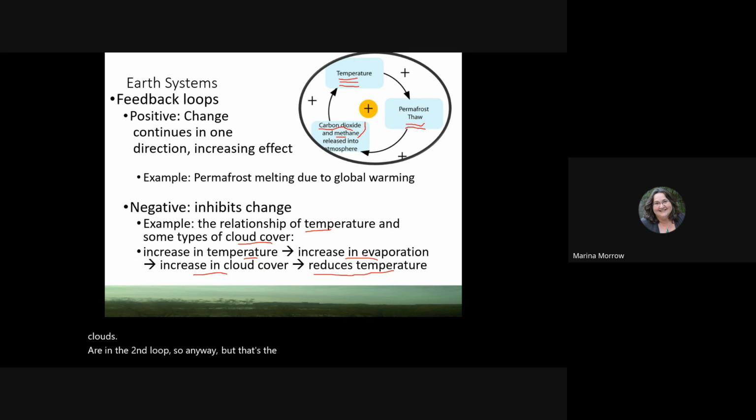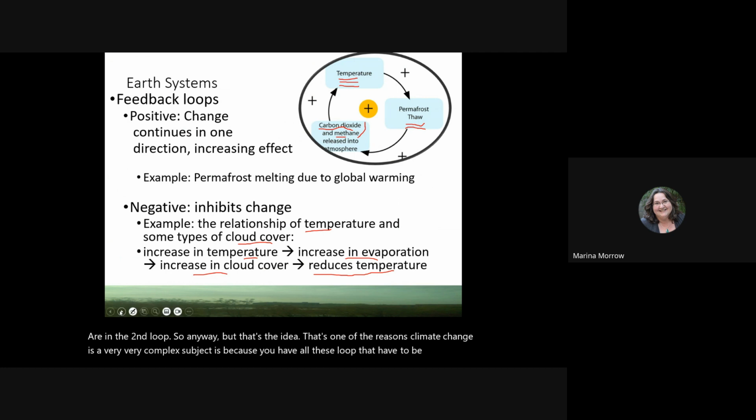That's one of the reasons climate change is a very, very complex subject, is because you have all these loops that have to be studied, and scientists need to look at them and see how great their effects are and how easily they will be enhanced or reduced during their next cycle.